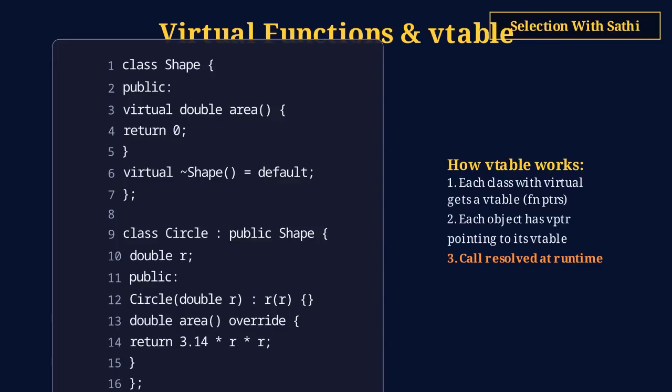A pure virtual function has = 0 at the end. This makes the class abstract. You cannot create objects of an abstract class. It serves as an interface that derived classes must implement.